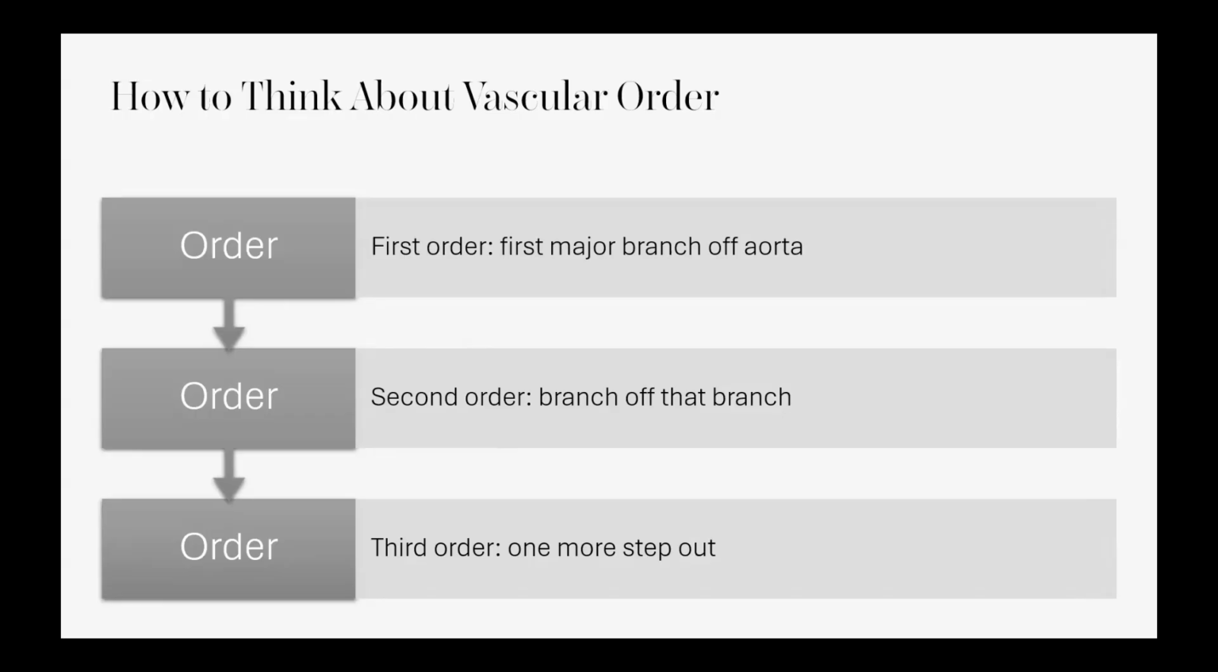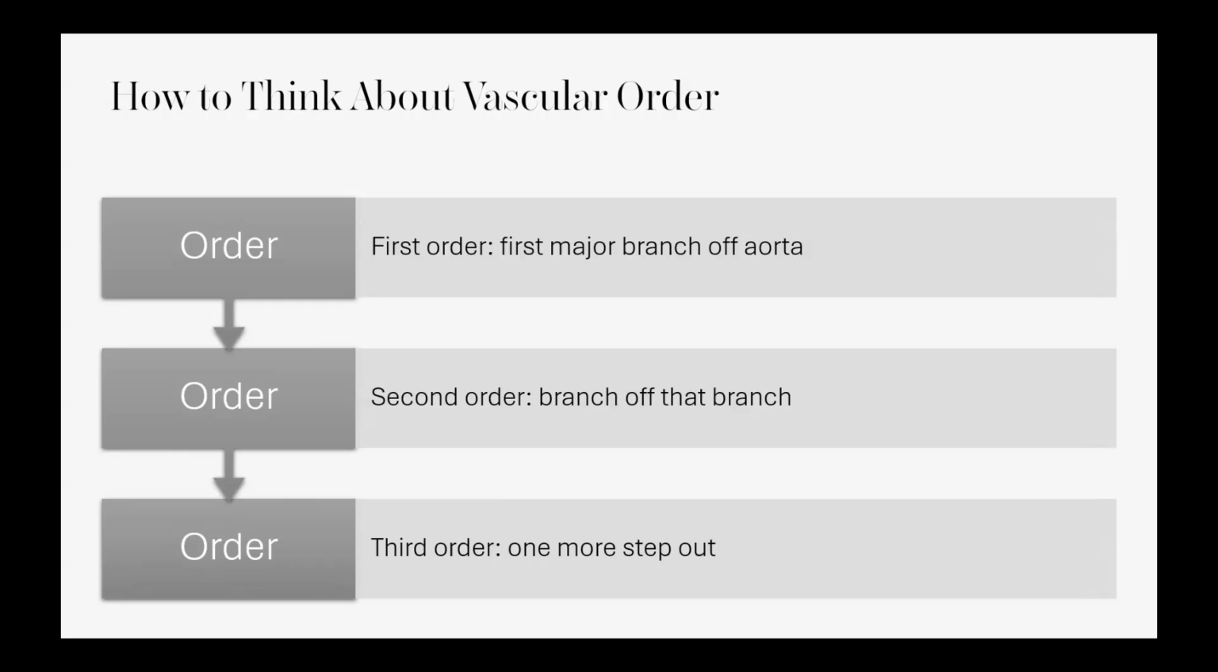So, once we have a placement that is selective, the next question is always, how deep did they go? That's vascular order. And I want you to picture it as counting branch points away from the aorta, not memorizing a list of vessel names. First order is that first major branch straight off the aorta. Think common iliac. Second order is a branch off that branch, so external iliac or common femoral coming off the iliac. Third order is one more step away from there, like superficial femoral.